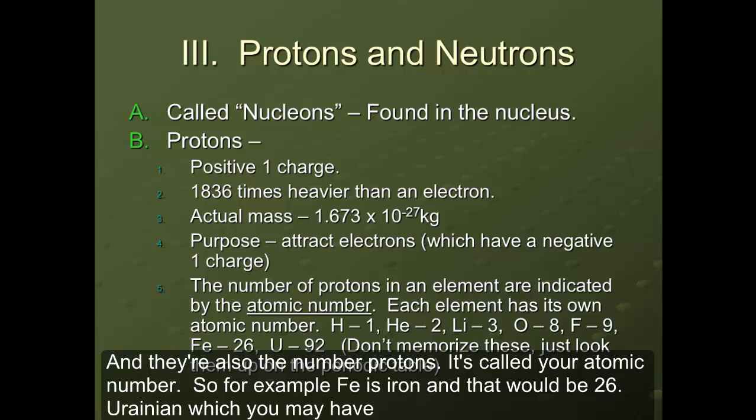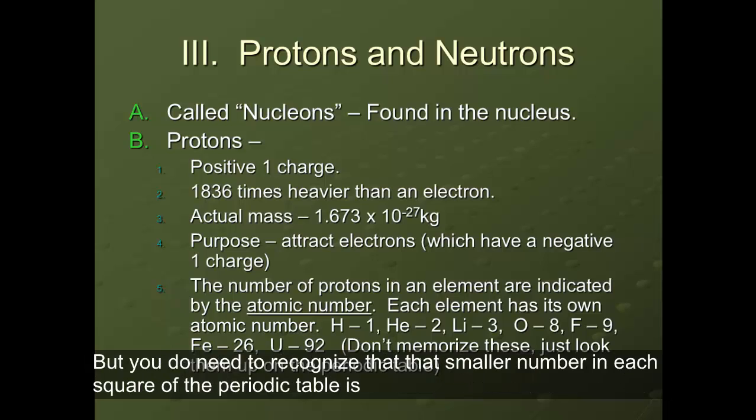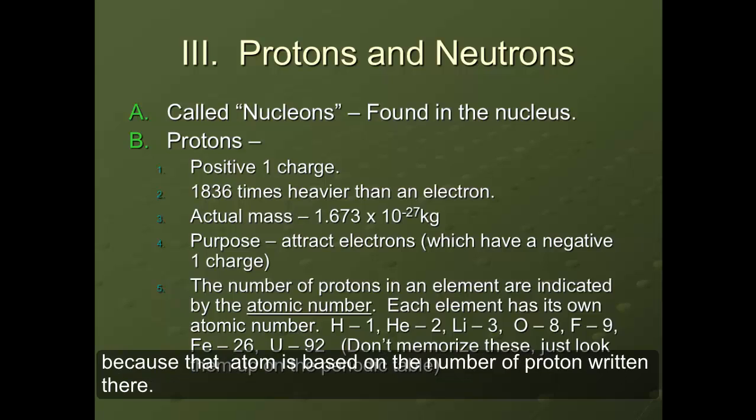So, for example, Fe is iron, and that would be 26. Uranium, which you may have heard of before, has 92 protons. You don't need to memorize these numbers. You'll be able to look them up on a periodic table. But you do need to recognize that the smaller number in each square of the periodic table is the number of protons and is also called the atomic number, because that atom is based on the number of protons written there.